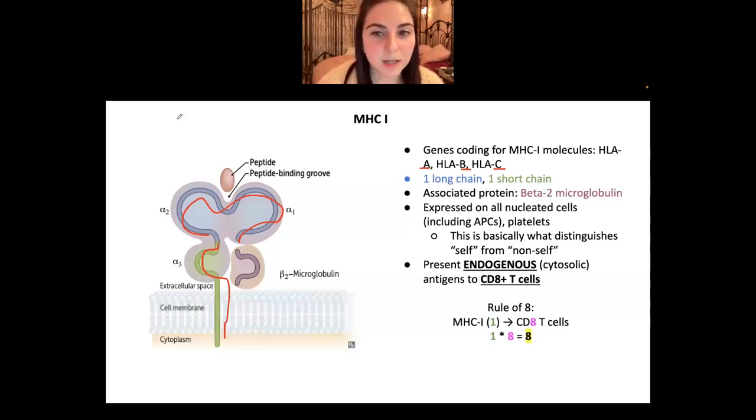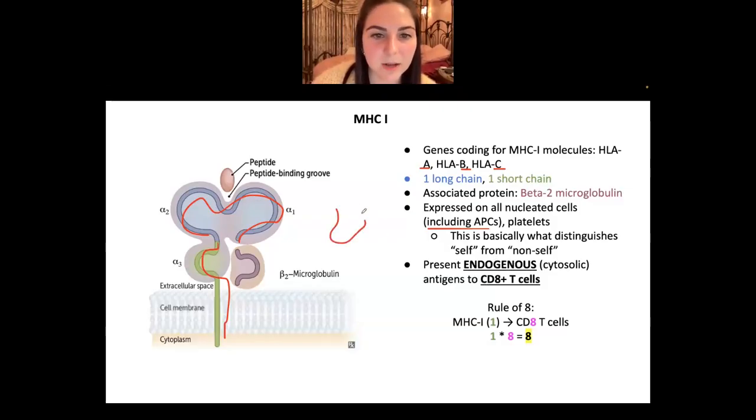So again, MHC class 1 is on all nucleated cells, including your APCs. Please don't get got, including APCs and platelets. And MHC class 1 is basically how the body distinguishes self from non-self. It's going to present endogenous antigens to CD8 positive T cells. Endogenous, another way to say this is cytosolic.